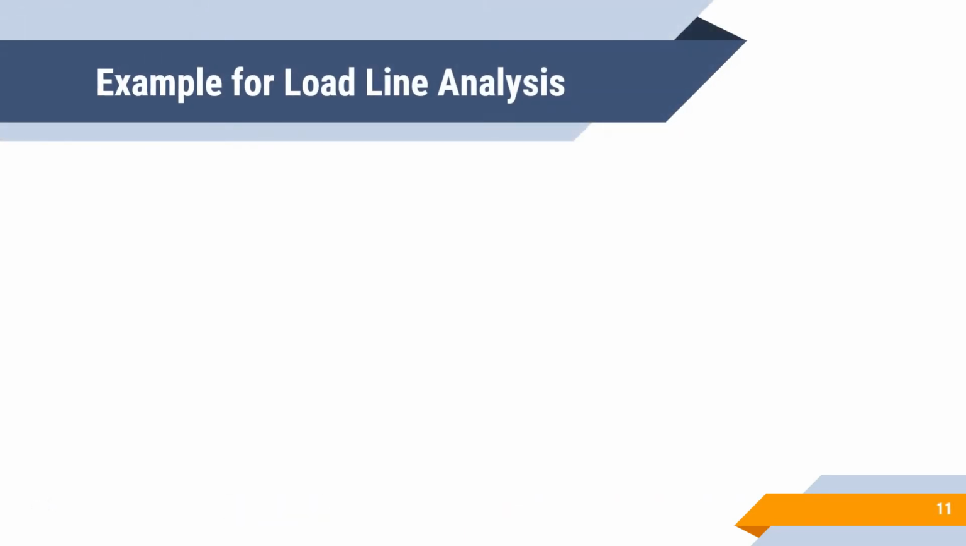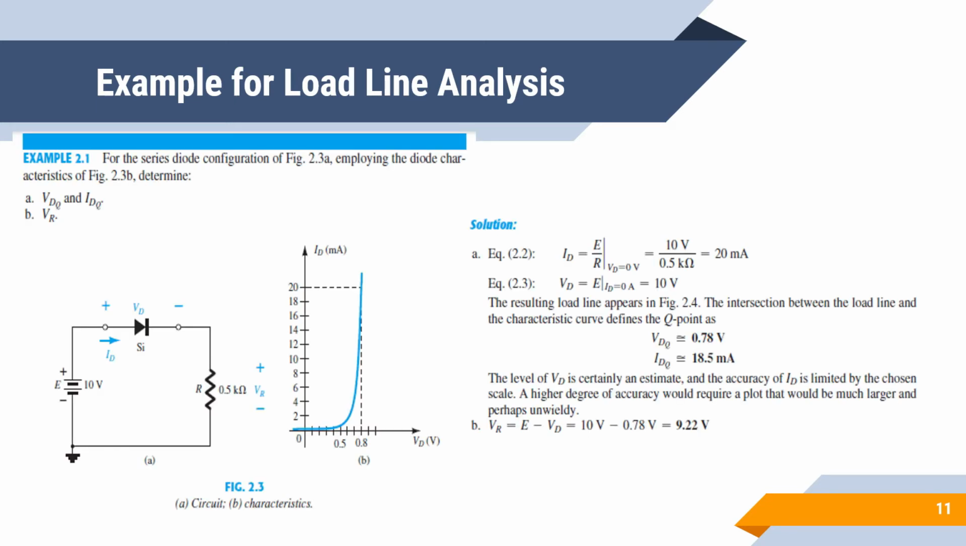So meron tayo ditong sample of load line analysis. For the series diode configuration of figure 2.3a employing the diode characteristics of figure 2.3b, determine A, VDQ and IDQ, and B, VR. So makikita natin dito sa circuit na merong voltage of 10 volts, may silicon, and may resistor na 0.5 kilo ohm or 500 ohms.